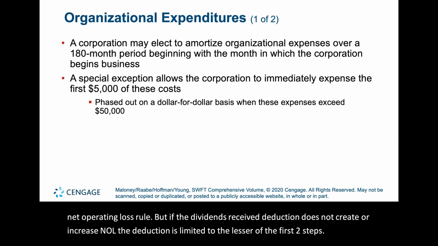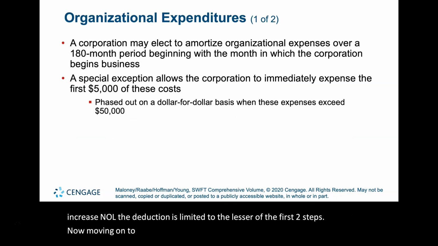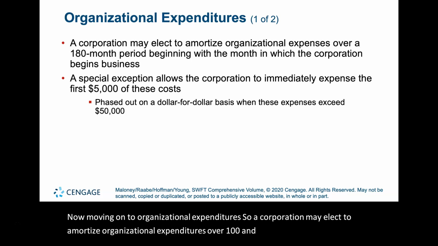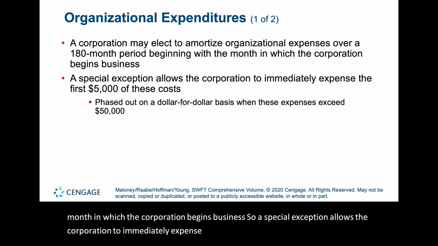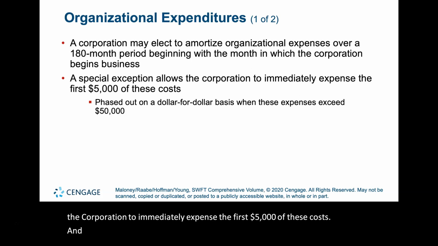Now moving on to organizational expenditures. A corporation may elect to amortize organizational expenditures over a 180-month period, beginning with the month in which the corporation begins business. A special exception allows the corporation to immediately expense the first $5,000 of these costs. And then it's phased out on a dollar-for-dollar basis when these expenses exceed $50,000.